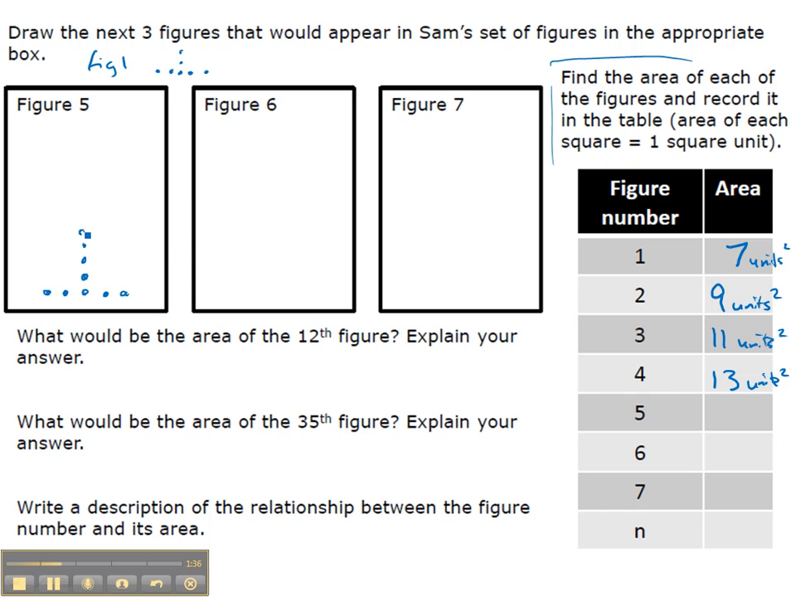2, 3, 4, 5, 6, 7, 8, 9, 10. And I'll leave it to you to finish drawing figures 6 and 7, but for figure 5 there are 10 in the tower plus 5 on the base, so 15 units squared. And then you fill in for 6 and 7.